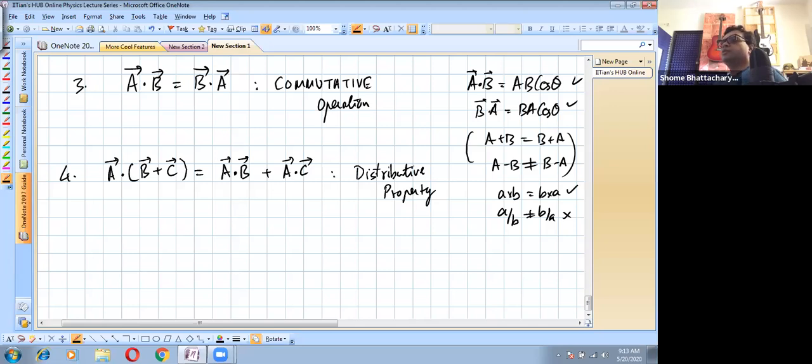All right, so the distributive property, I think, is fairly obvious. Now, the next thing which is important for us is that the dot product of a vector with itself is nothing but the square of its magnitude. Very simple. A dot A is nothing but magnitude of A into magnitude of A into cosine of 0, because the angle that a vector makes with itself is 0 degrees. So that becomes easy.